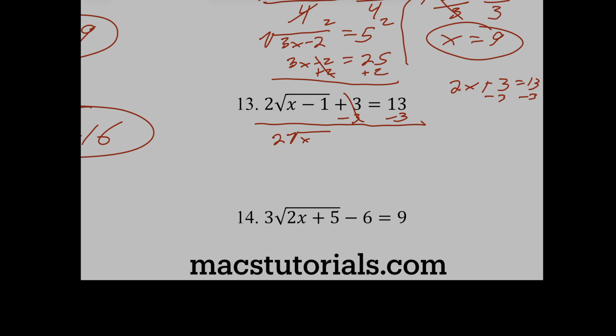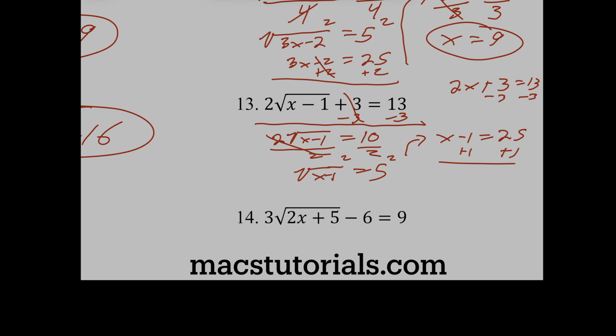2 root x minus 1 equals 10. Now it's still not alone. So now I got to do this to get it alone. Now I'm going to get root x minus 1 equals 5. Now I square both of them. And when I do that, I get x minus 1 equals 25. Now I add 1 to both sides, and I'm going to get x equals 26.